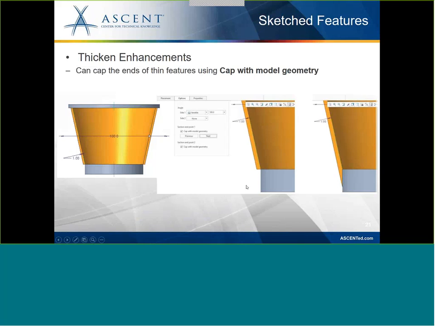There's been also enhancements to thicken. So if I wanted to create a revolve that connects the top gray geometry to the bottom gray geometry, I could sketch just a single line and revolve that, and then use thicken to add a thickness to it. What I can now do is use the cap with model geometry option, and I can then blend that geometry into the surrounding geometry if it's available. And we'll take a look at that when I do the demonstration as well.